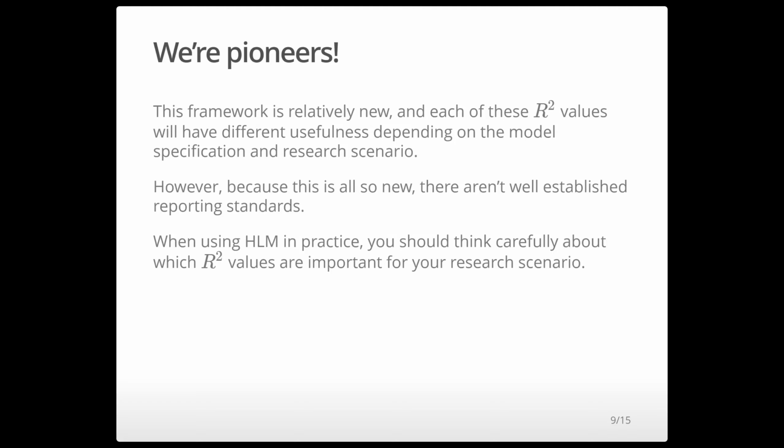In fact, when I took this class, it was only 2 years ago, but the paper that this is all based on by Rights and Sterba came out since that I took that class. So I didn't learn any of this when I took this class. I learned this along with you by speaking with Dr. Chen. So when we're using HLM in practice, we have to think carefully about which R squared values are important for the research scenario.